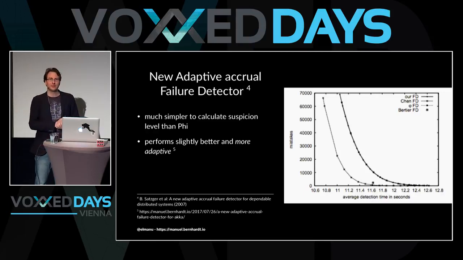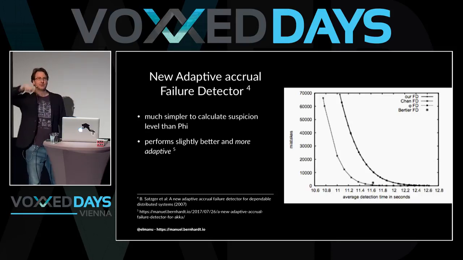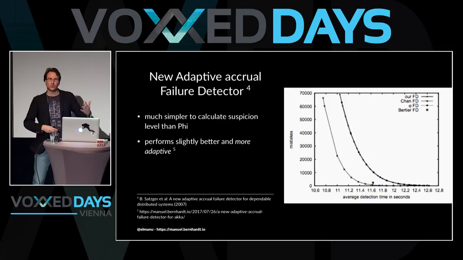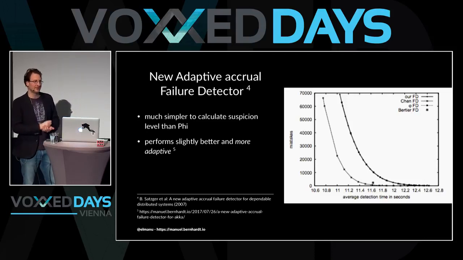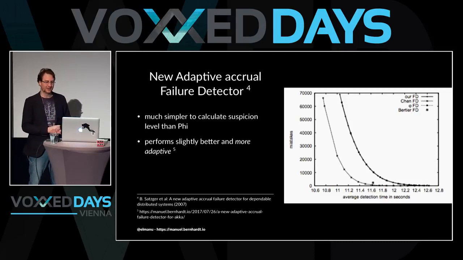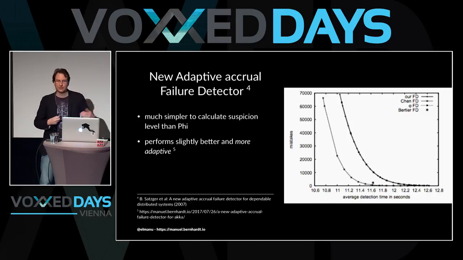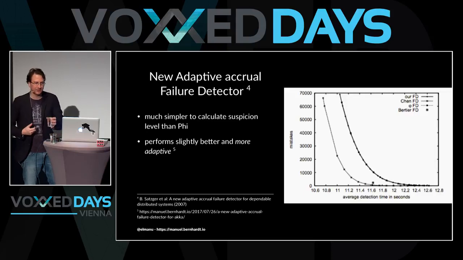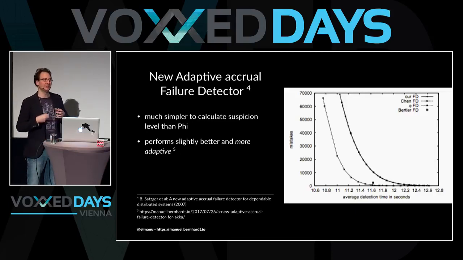Or to put it bluntly, when you run this thing on a longer time frame on AWS, which goes yo-yo like on the network, this one is better off. It will have an easier time there than Phi. But that is still the same idea of accrual failure detection. It doesn't really innovate in the way in which it suspects things.